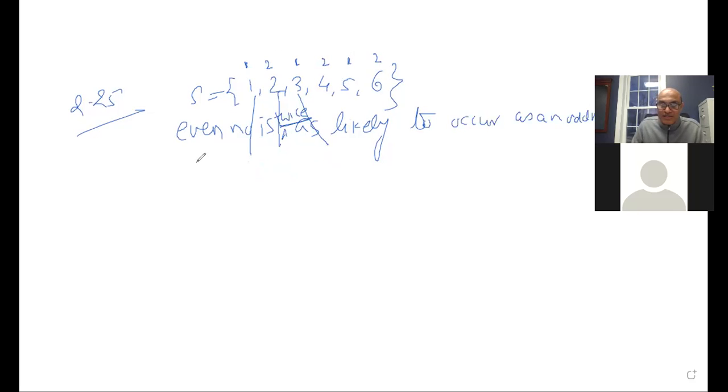Now for even number, what will happen? Suppose 1 is an odd number, so my probability is 1/9. This is the even number, my probability is 2/9. This is the odd number, my probability is again 1/9. This is the even number, my probability is again 2/9 because it is twice as likely to occur as an odd. My 5 is an odd number, that means my probability is 1/9. And my 6 is an even number, that means my probability is 2/9.